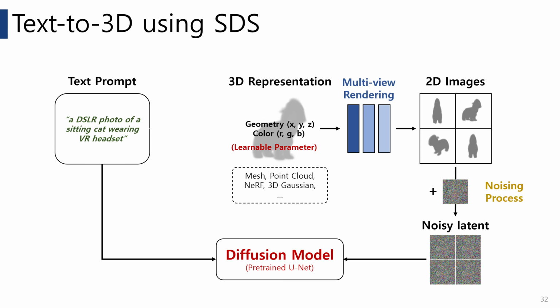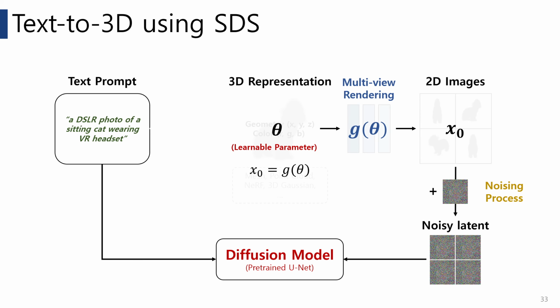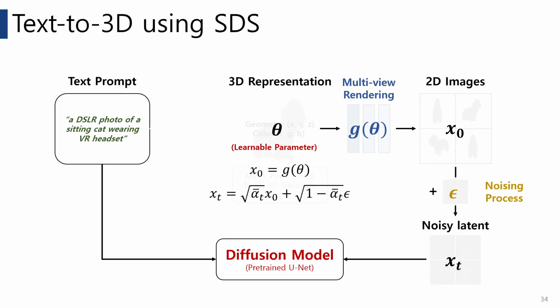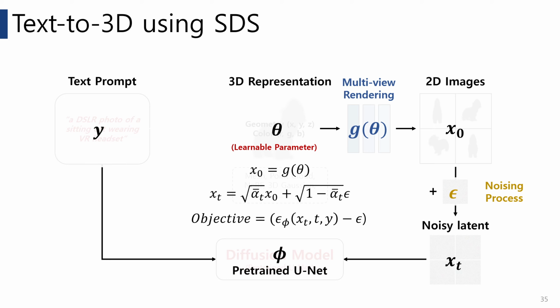To summarize the entire process in equations, the learnable 3D representation theta is passed through the render function g, producing a 2D image x0. Then Gaussian noise epsilon is linearly combined with x0 based on a scheduling weight, resulting in the noisy latent xt. So the noisy latent xt and text prompt y are input into the UNet, which predicts epsilon phi, the estimated noise.